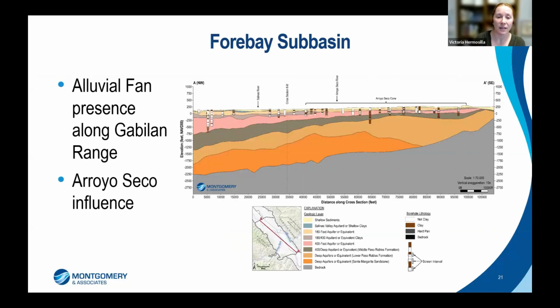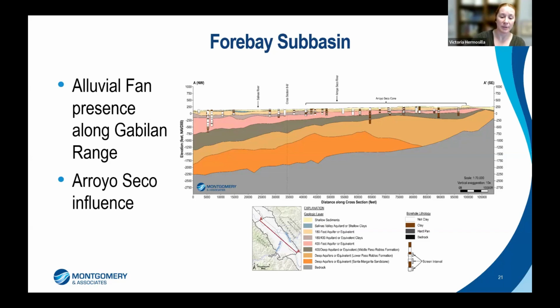Now, as we move south into the Forebay Subbasin, again, this is another subbasin that is dominated by alluvial fans, but it's different on each side of the subbasin. Along the Gavilan Range side of the subbasin, we still have those clay-rich alluvial fans that have built up over time. But on the west side of the subbasin, there's the Arroyo Seco cone. And this alluvial fan is very gravel and sand rich. So it's very conductive. It conveys a lot of water. And it's also very, very large and has built up over time.